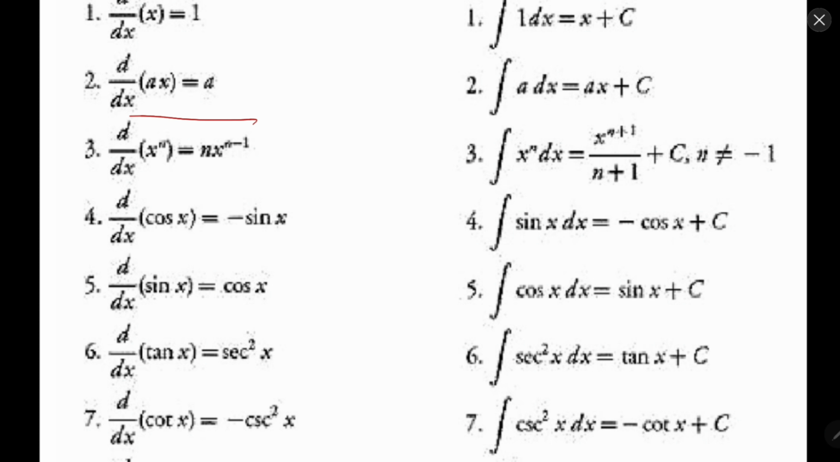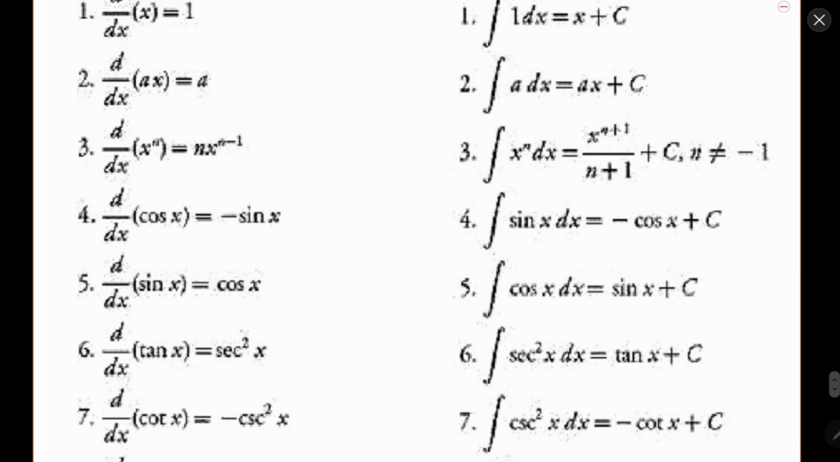Now this is the most important formula, the general formula. If we have d by dx and we have to differentiate x to the power n, what you need to keep in mind is that n will come out in the front and the power will reduce by 1. So just keep these formulas in mind, and when you use them, you will understand them better.